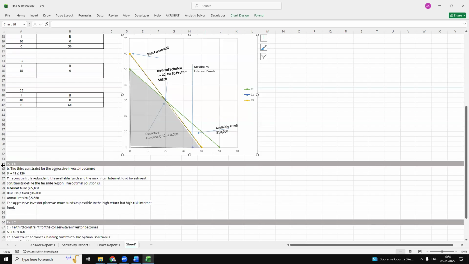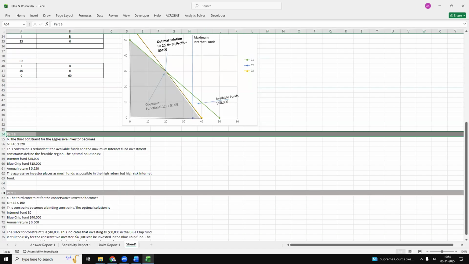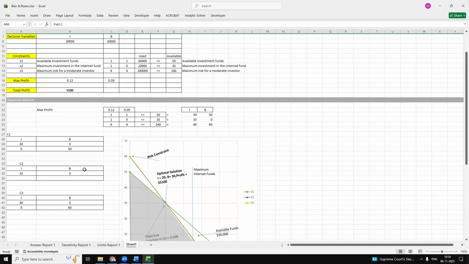Now, as per the question, we have part B and part C as well. So I have provided the solution using Excel formulas and Excel solver for this question.